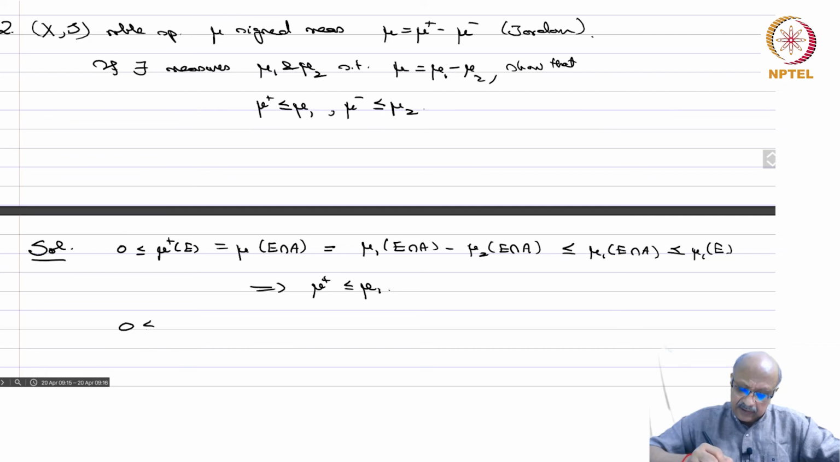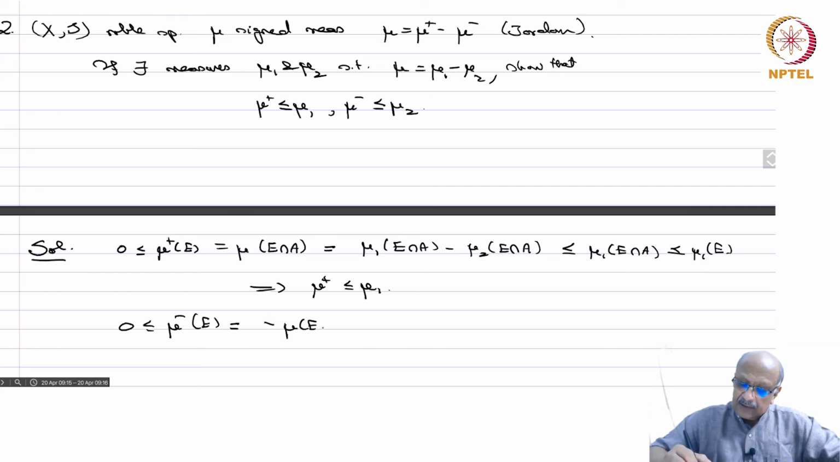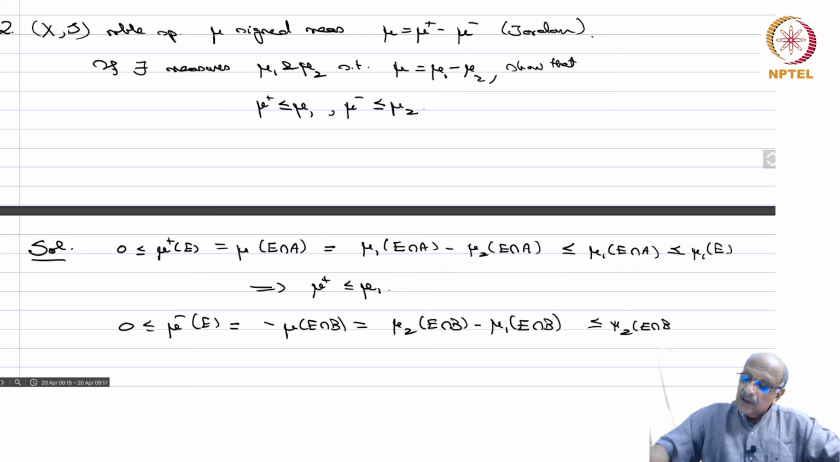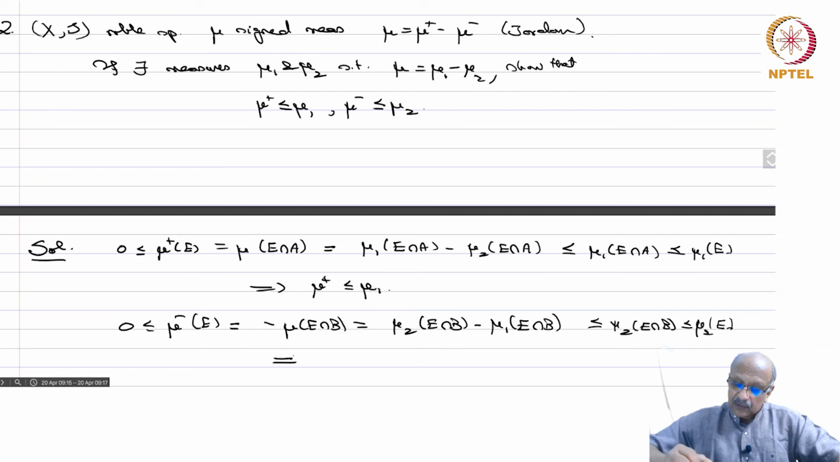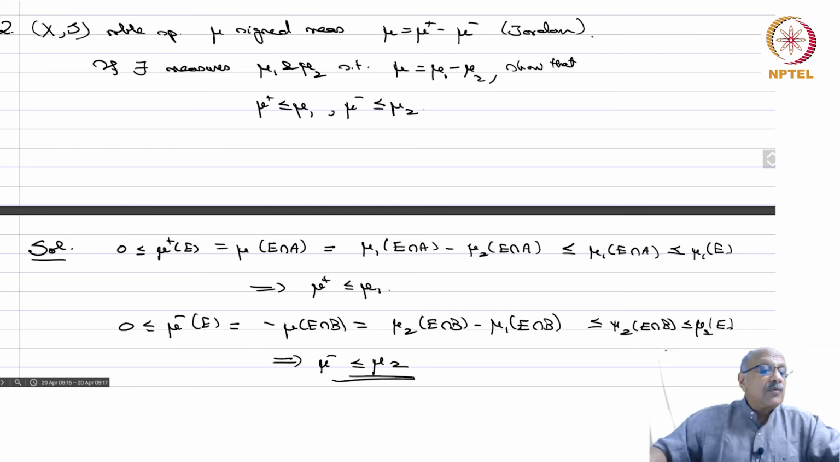Similarly, 0 is less than or equal to mu minus of E, which is equal to minus mu of E intersection B, which is equal to mu 2 of E intersection B minus mu 1 of E intersection B. Again, this is a non-negative number, and therefore this is less than or equal to mu 2 of E intersection B, which is less than or equal to mu 2 of E. And therefore, you have mu minus is less than or equal to mu 2.